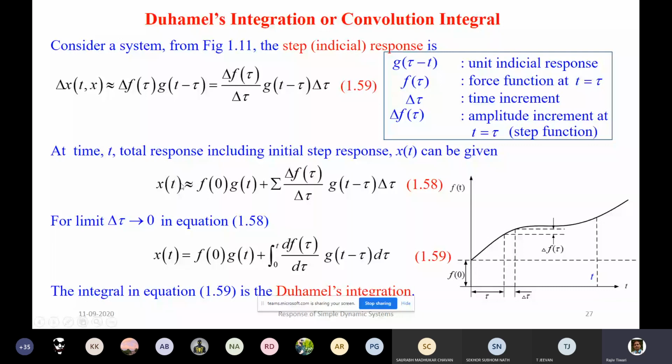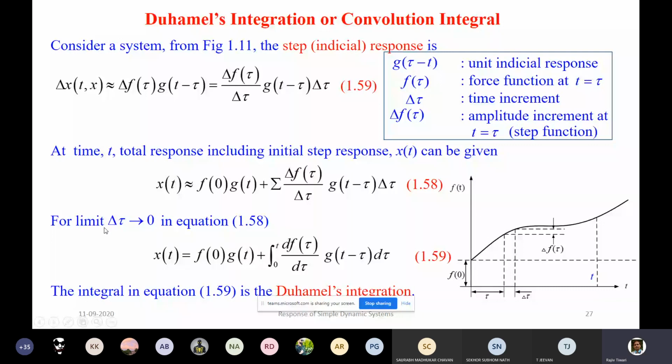So x(t) is the total response due to this force. This force has been applied to the system, and this expression 1.58 gives us the total response of the system due to this arbitrary force, which we have in the functional form.